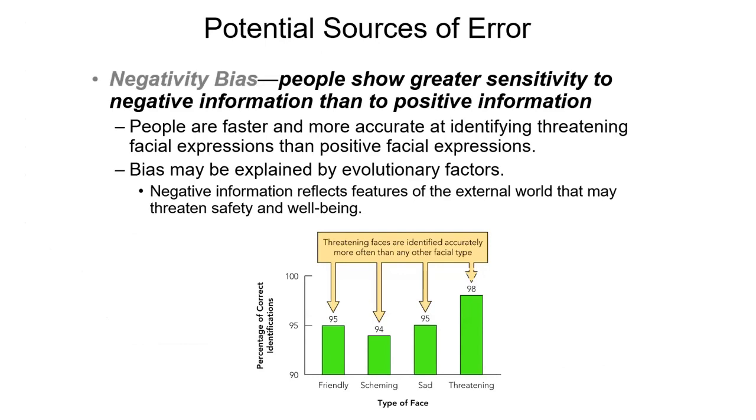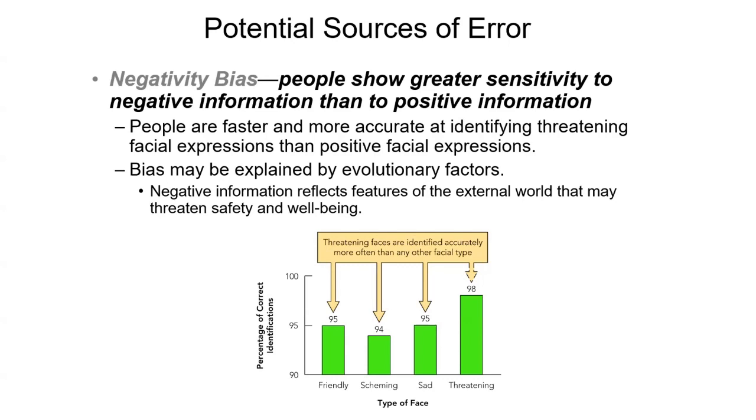Potential sources of error can be there. First one is negativity bias. So people basically show greater sensitivity to negative information than to positive information. Basically, people are faster and more accurate at identifying threatening facial expressions than positive facial expressions. Bias may be explained by evolutionary factors. Negative information reflects features of the external world that may threaten safety and well-being.